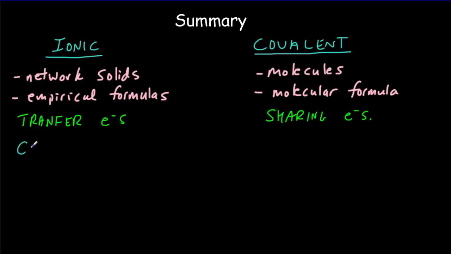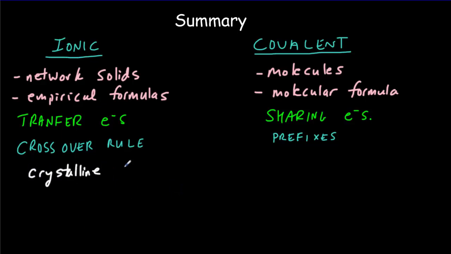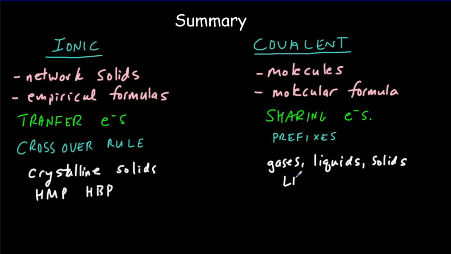In the ionic case, we talk about the crossover rule, so that we can figure out the ratio of the different types of atoms. Whereas in the covalent case, we use the prefixes to tell us how many of each type of atom will be in the molecule. And in the ionic case, of course, we get these crystalline solids with high melting points and high boiling points, because in general ionic bonding is very strong. In the covalent case, we can get gases, liquids, or solids where we're going to have low boiling points and low melting points because the bonding is weaker.